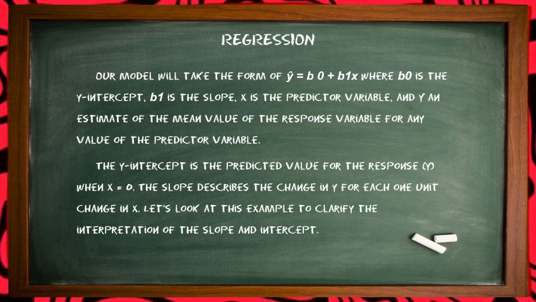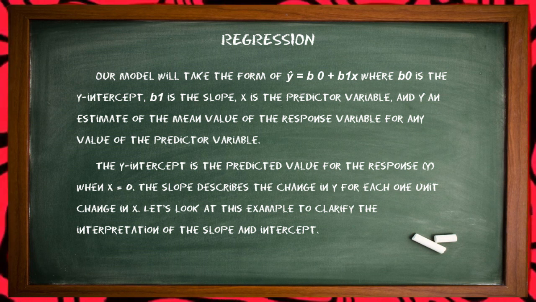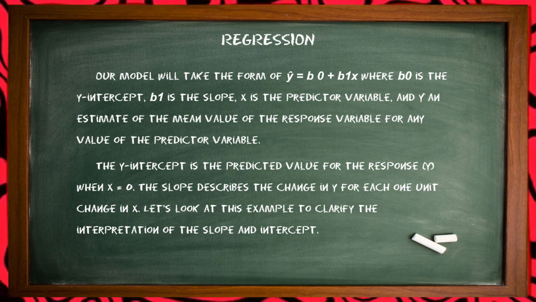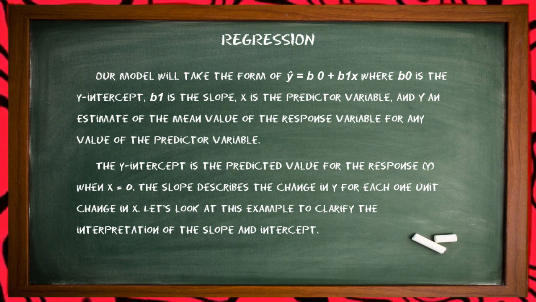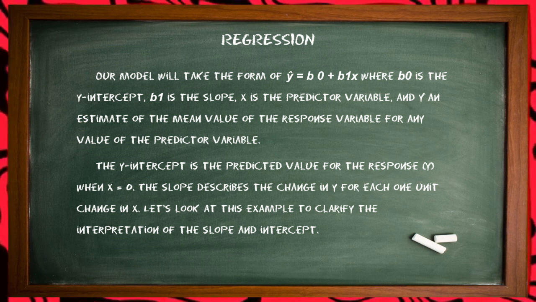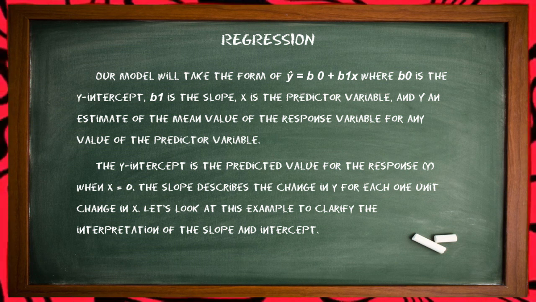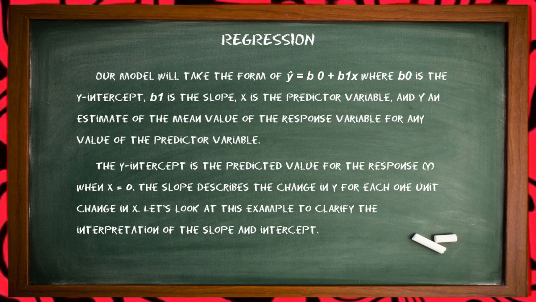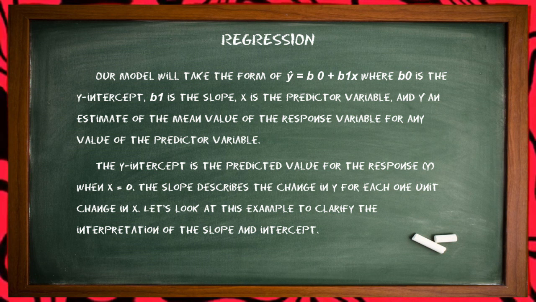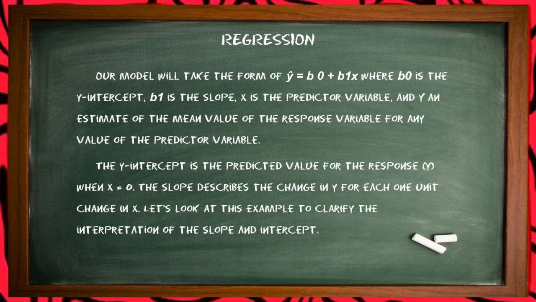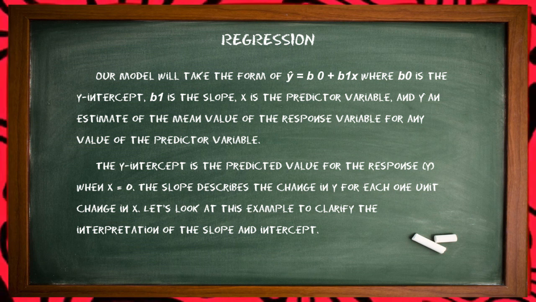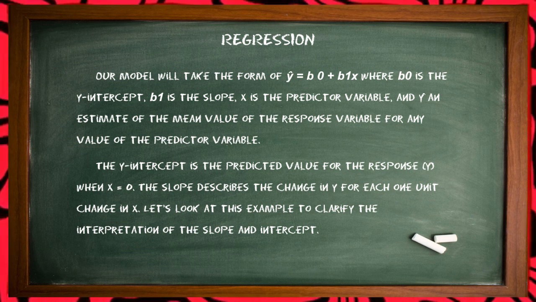Our model will take the form of this formula where b0 is the y-intercept, b1 is the slope, x is the predictor variable, and ŷ is an estimate of the mean value of the response variable for any value of the predictor variable. The y-intercept is the predicted value for the response y when x is equal to 0. The slope describes the change in y for each one unit change in x.